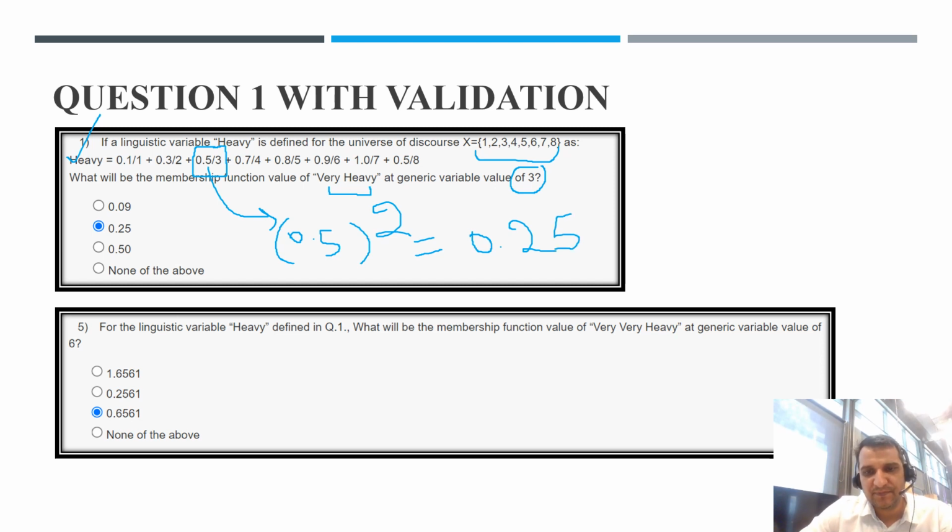In the next question, very very heavy, that is 2 raised to the power 2, 4 times we have to multiply the membership value, right? And for which generic variable? At generic variable value of 6. So 6 in this particular case is 0.9. So multiply 0.9 four times, and the final answer will be equal to 0.6561. So in this way we can evaluate this particular assignment.